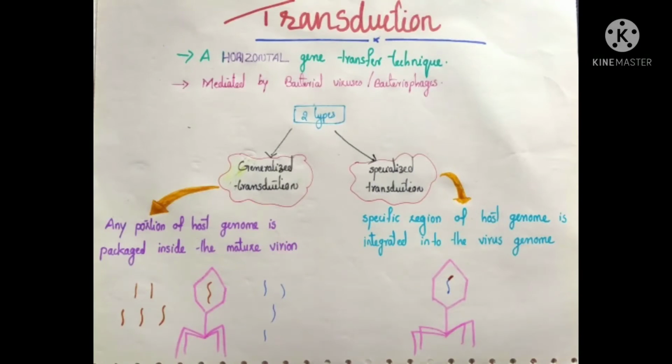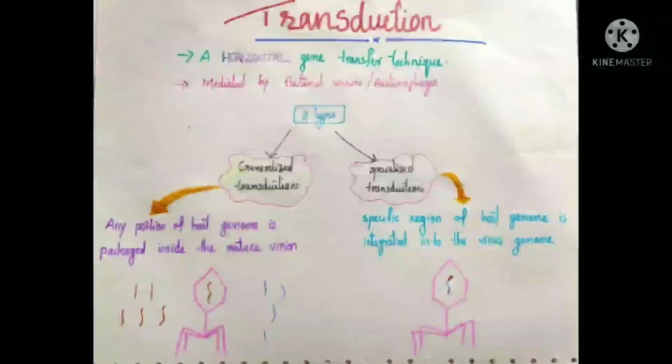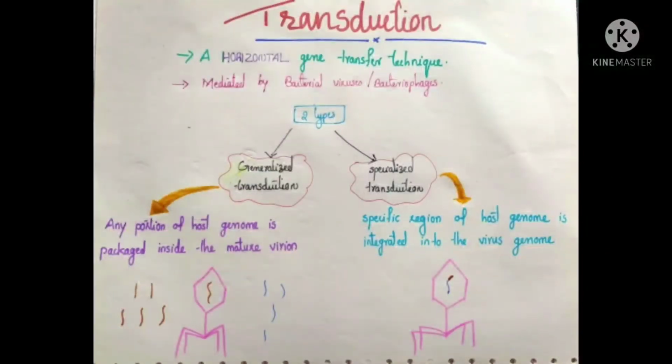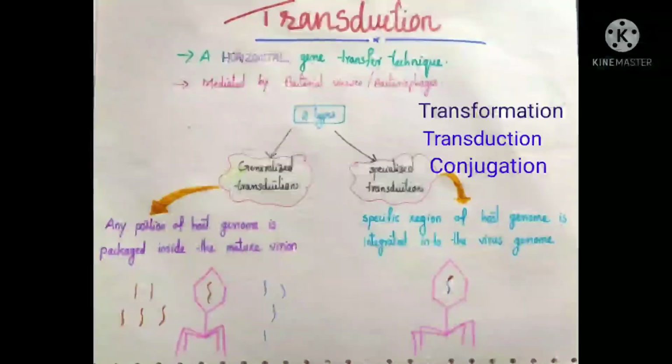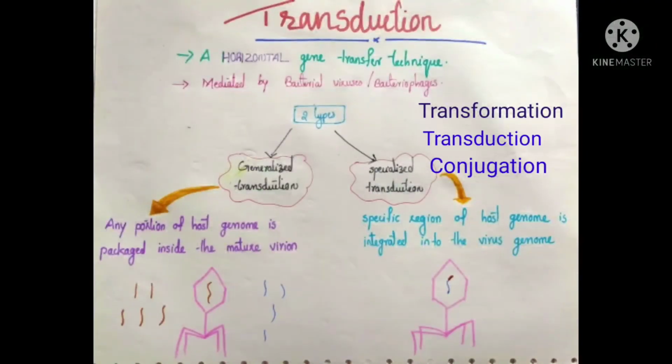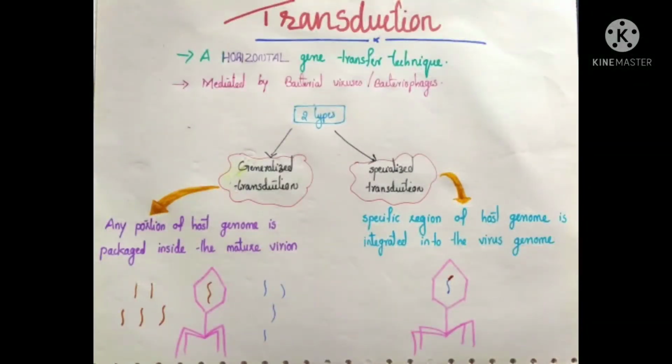Transduction is a horizontal gene transfer technique. There are mainly three types of horizontal gene transfer technique in bacteria: transformation, transduction, and conjugation. Transformation we have already studied. The second one is transduction. The speciality of the transduction process, the gene transfer process, is that it is mediated by bacterial viruses, also known as bacteriophages.